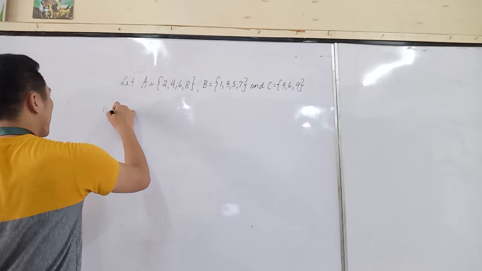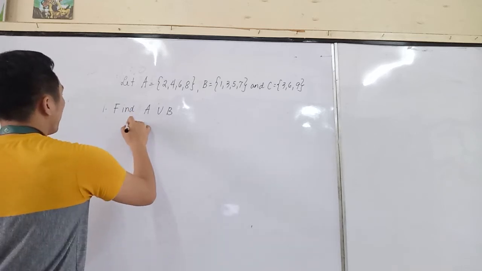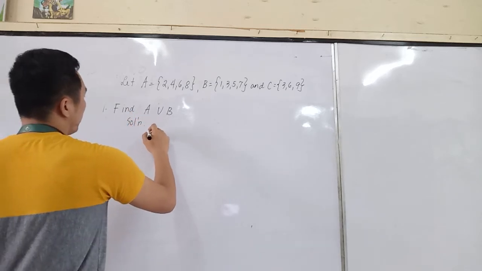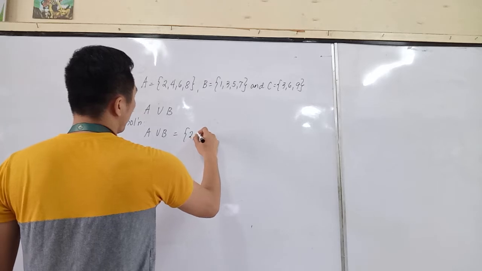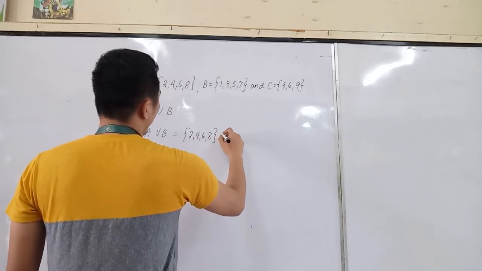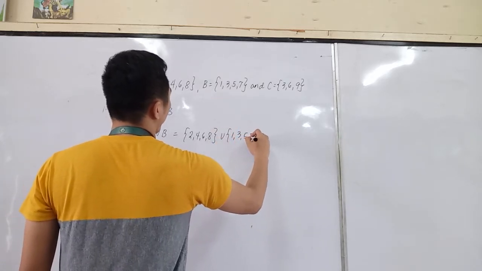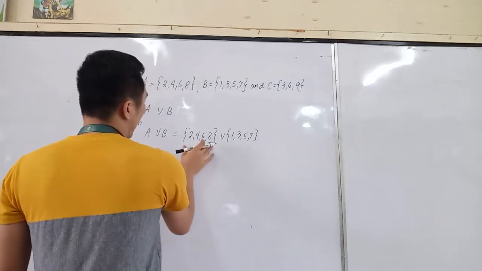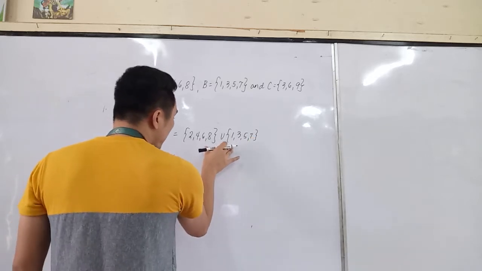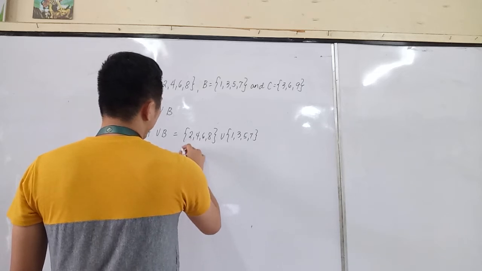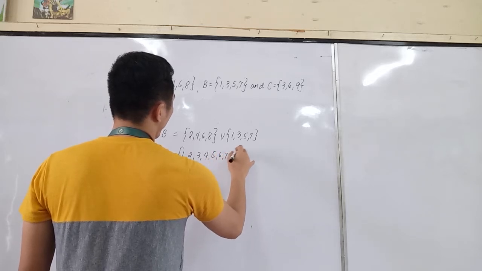Let us have problem number 1. Find A union B. For the solution, we have A union B. So A is 2, 4, 6, 8, union to set B, which is 1, 3, 5, 7, is equal to, take note, this is the elements of set A, and this is the elements of set B. Let us union them. We have 1, 2, 3, 4, 5, 6, 7, 8.